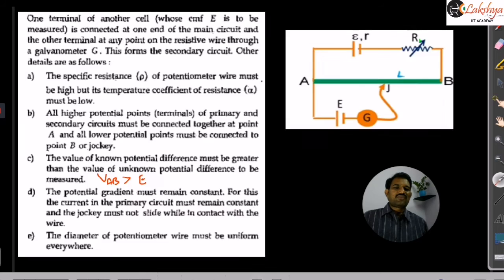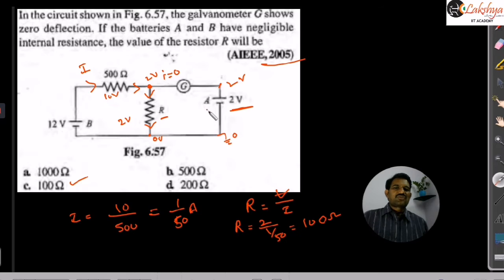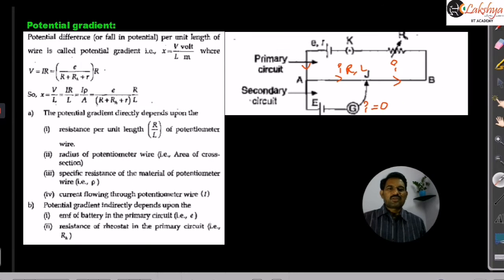So now, when the galvanometer indicates 0 reading, let us come to the problem that we discussed previously. That means when this galvanometer indicates 0 reading, the EMF of the cell must be equal to the potential difference across this resistance, right? So we need to apply the same principle here. When the galvanometer indicates 0, the EMF of the cell must be equal to the potential difference between this A and J. So the potential difference across this AJ must be equal to the EMF of the cell.